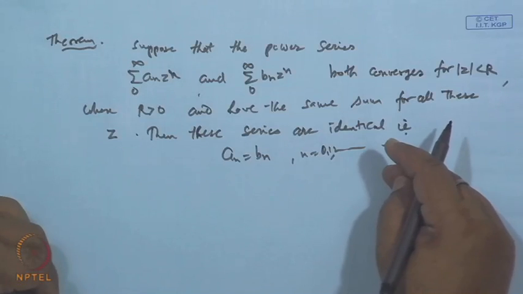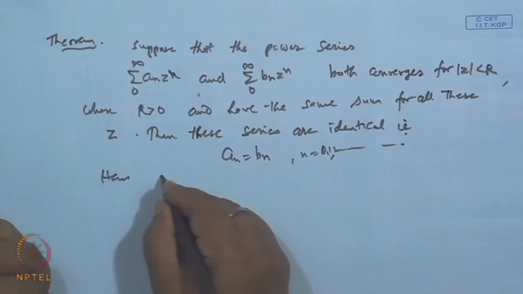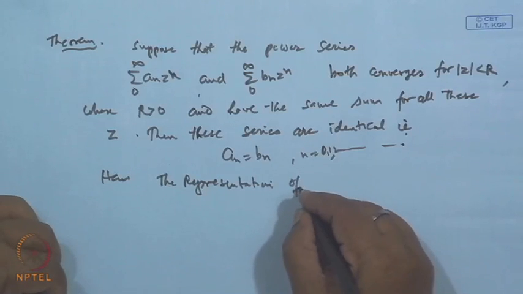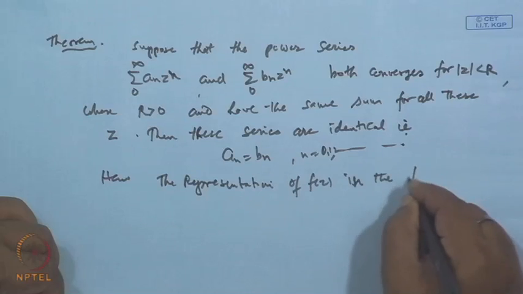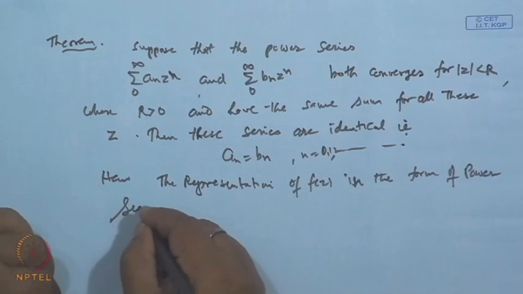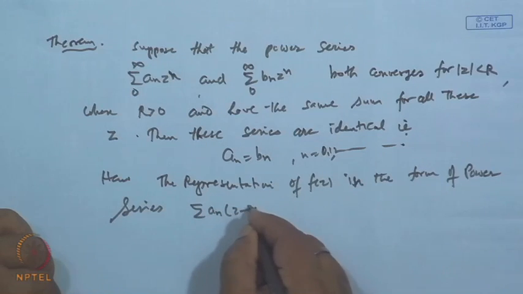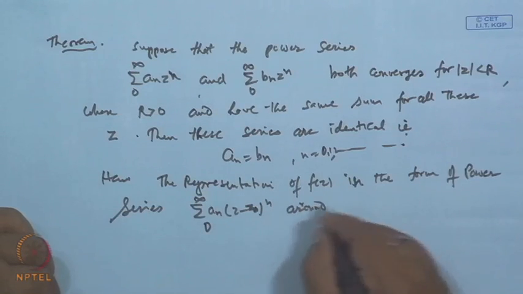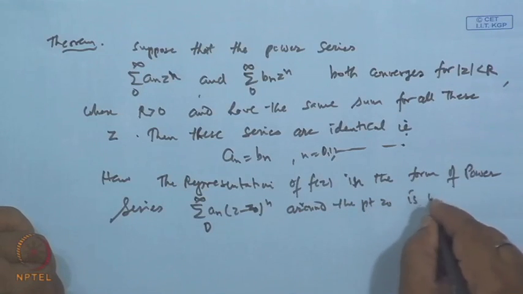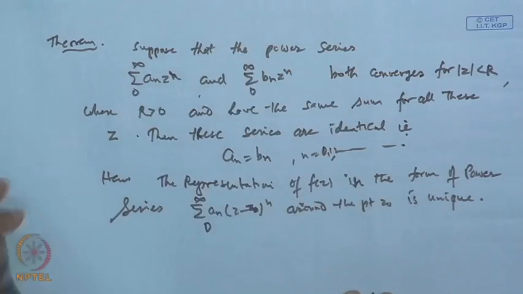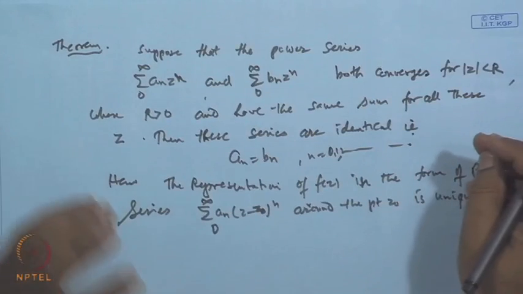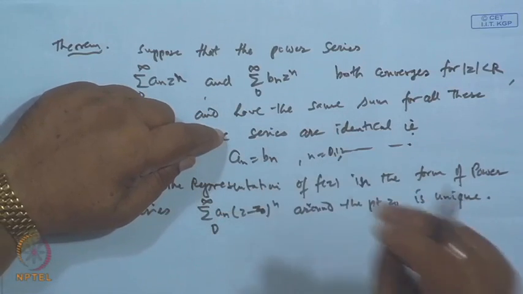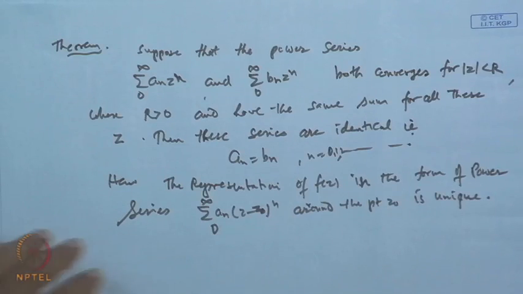Hence, the representation of the function f in the form of a power series sigma a_n (z - z_0)^n around the point z_0 is unique. That goes well with the help of the previous result. It means if a function f is given and z_0 is fixed, then we can have a unique representation of the function in terms of a power series. That is an interesting result, and the proof follows, so I will just skip that proof.